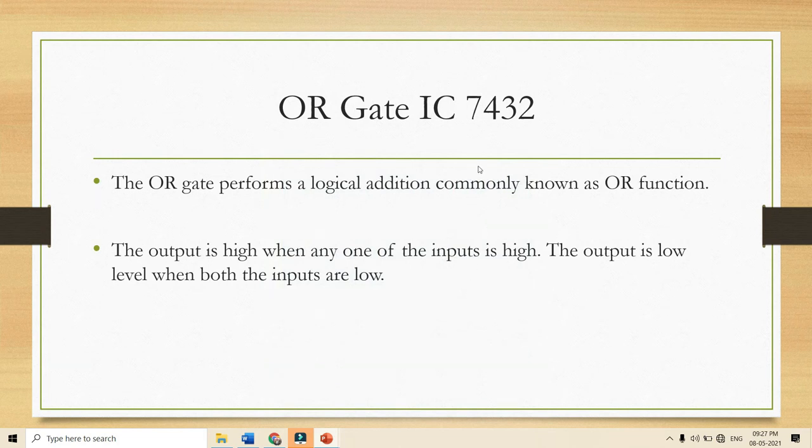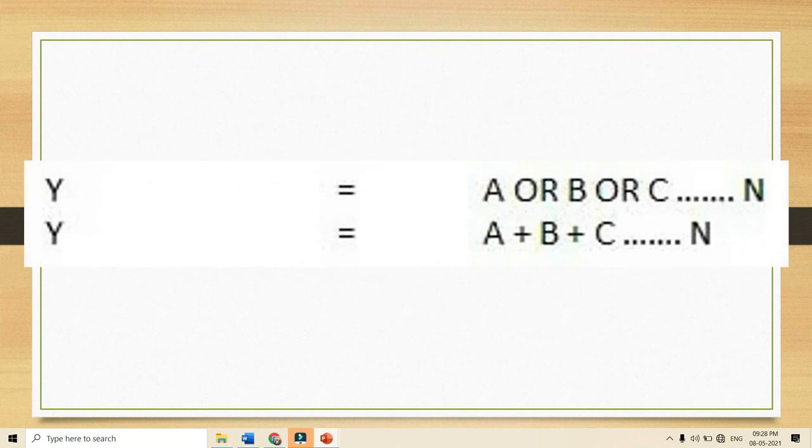Next, the OR gate. The IC used in this gate is 7432. The OR gate performs logical addition, commonly known as the OR function. Output is high when any one of the inputs is high. Output is low when both inputs are low. Next, the expression for the OR gate: addition operation.